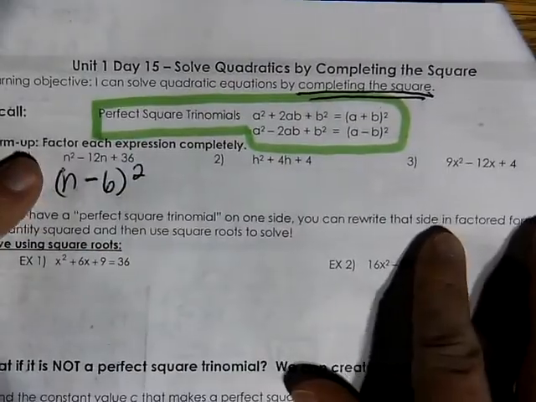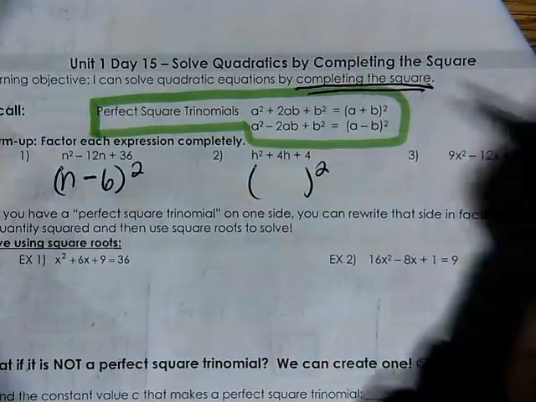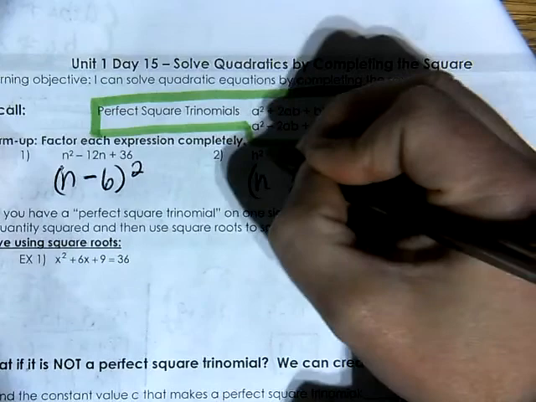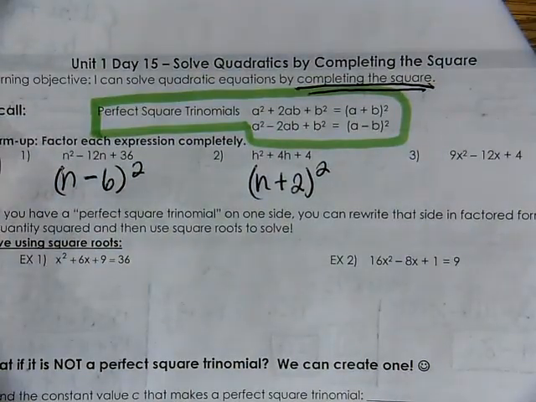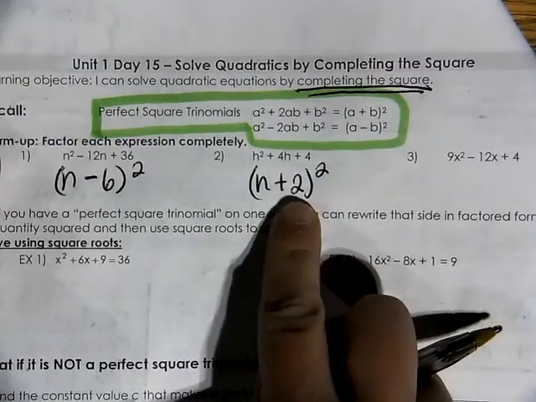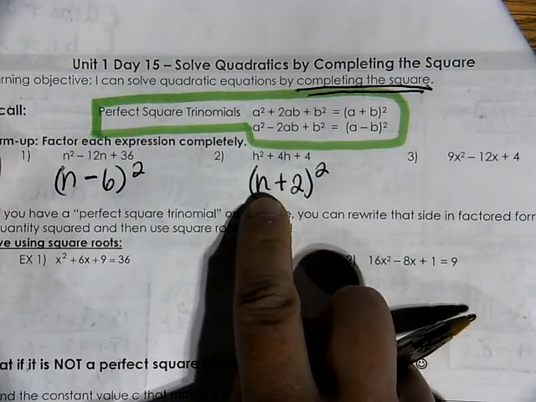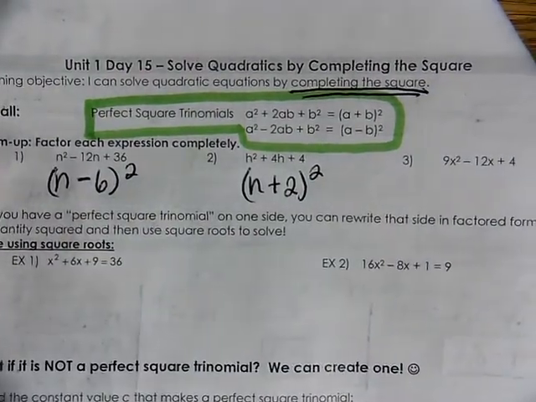Let's look at number 2. This is also a perfect square trinomial. The square root of h squared is h. The square root of 4 is 2, and our b value has a positive sign. So that's going to be h plus 2 squared. Let's check this out. What's 2 times h? 2h. 2h doubled is 4h. So we know that this works out well.